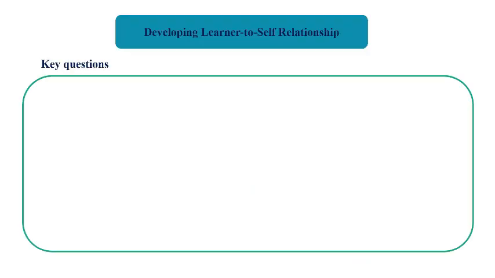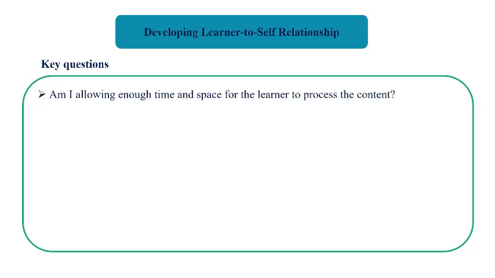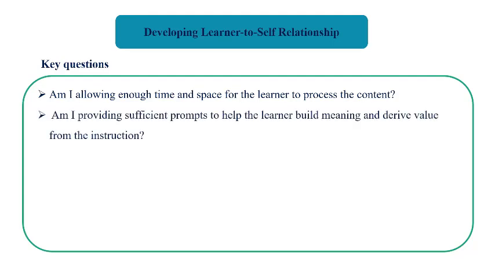For the students, the learner-to-self relationship is a reflection of what the student has learned in the classroom through his assessment of the learning process and what he has benefited from the lesson, the content, or the other various activities. The main questions you might ask yourself: am I allowing enough time and space for the learner to process the content? Am I providing sufficient prompts to help the learner build meaning and derive value from the instruction?